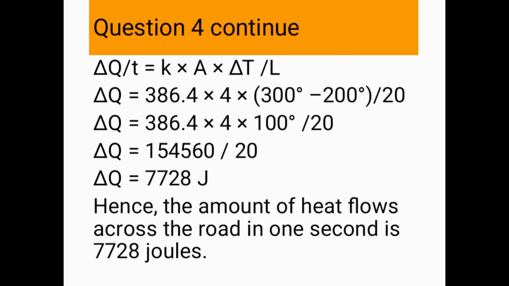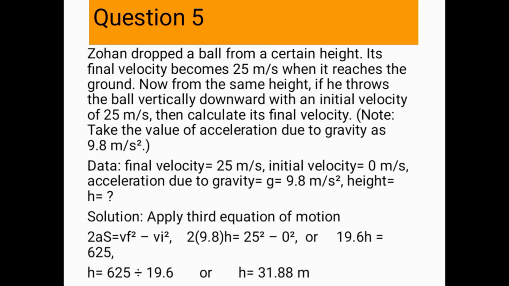ΔQ/t equals K times A times ΔT divided by L. ΔQ equals 386.4 times 4 times (300 degrees minus 200 degrees) divided by 20. ΔQ equals 386.4 times 4 times 100 degrees divided by 20. ΔQ equals 154,560 divided by 20. ΔQ equals 7,728 J. Hence, the amount of heat flowing across the rod in 1 second is 7,728 joules.